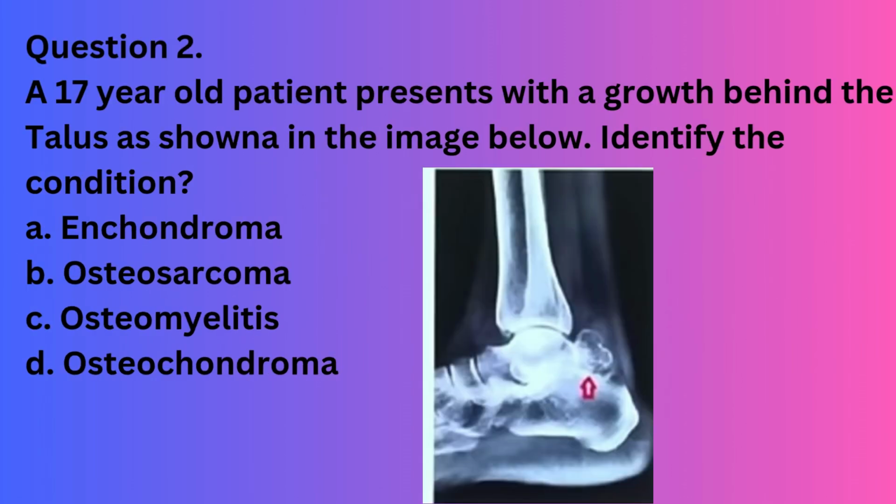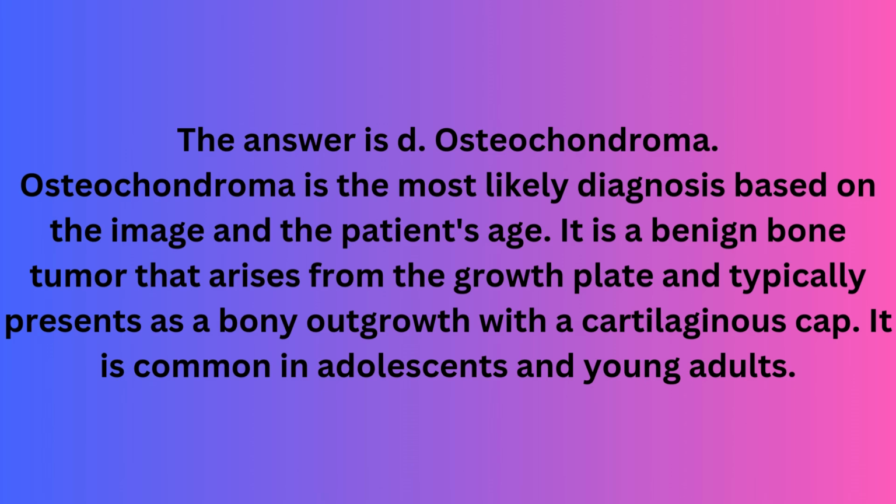Question 2. A 17-year-old patient presents with a growth behind the talus as shown in the image below. Identify the condition. A. Enchondroma. B. Osteosarcoma. C. Osteomyelitis. D. Osteochondroma. The answer is D. Osteochondroma. Osteochondroma is the most likely diagnosis based on the image and the patient's age.